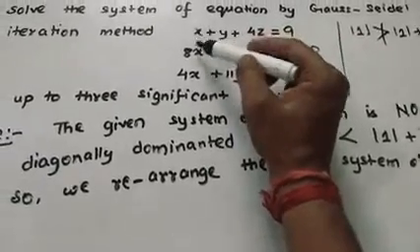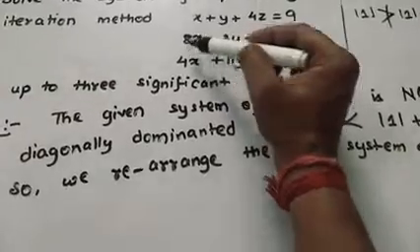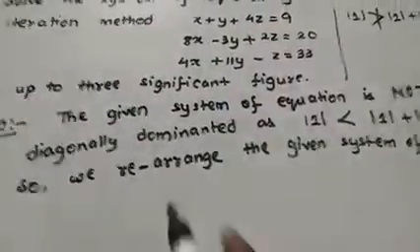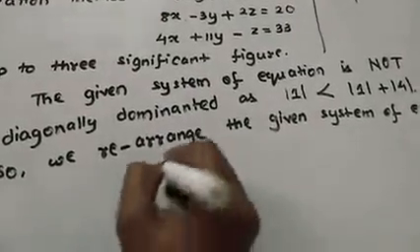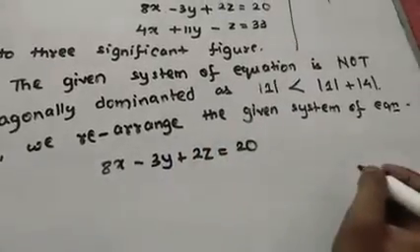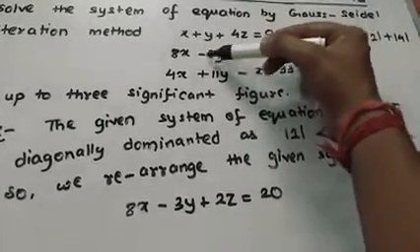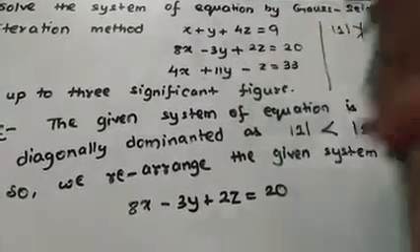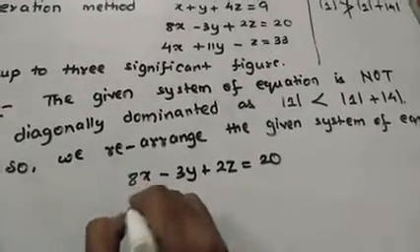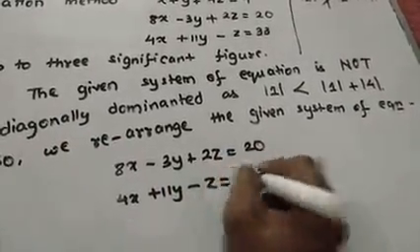First of all, for x, see which x has the highest coefficient. This is 1, this is 8, this is 4. This is the highest, so we will make this equation number 1: 8x minus 3y plus 2z equals 20. Now search for y. Which one has the highest? This one is 1, this one is minus 3, this is 11. 11 is the highest, so we make this the second equation, that is for y: 4x plus 11y minus z equals 33.